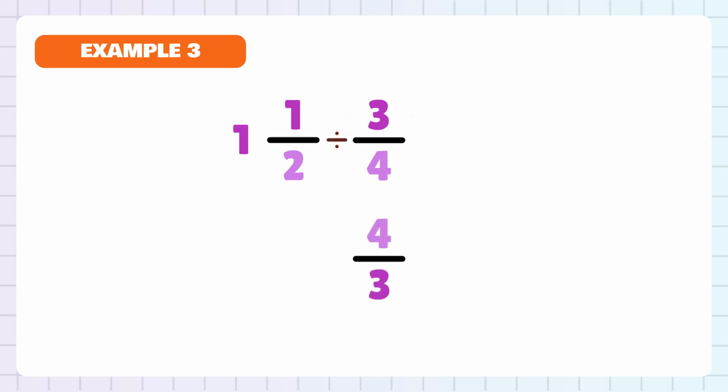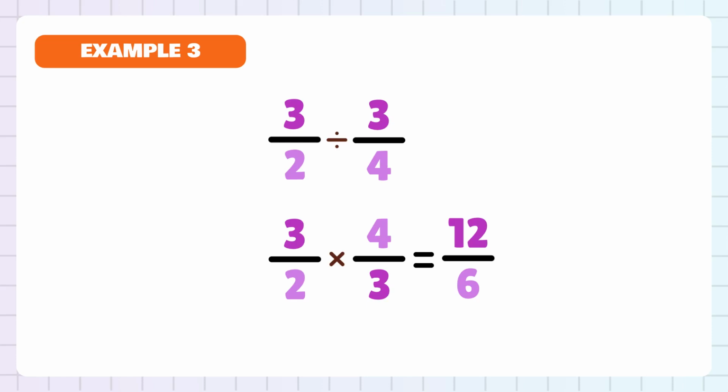Moving on, let's tackle a case involving mixed numbers. Suppose we want to find 1 1/2 divided by 3/4. First, we find the reciprocal of 3/4, which is 4/3. Next, let's convert the mixed number to a fraction so that we can use our usual process. 1 1/2 is equivalent to 3/2. Next, multiply the fractions. 3/2 multiplied by 4/3 equals 12/6. Finally, we simplify. In this case, 12/6 simplifies to 2. So 1 1/2 divided by 3/4 equals 2.